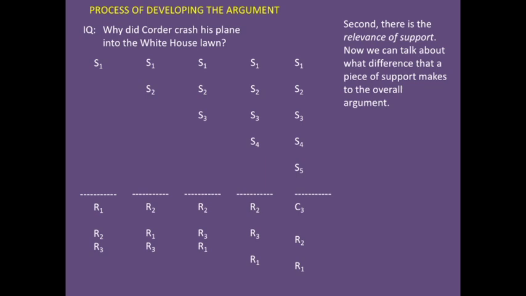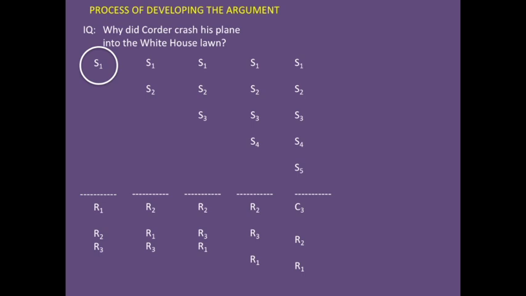Now, when you look at this section in the textbook, starting on page 175, the text identifies 4 general ways in which support can have an effect on the ranking of the rivals. We'll just illustrate a few of these with this example and then give you the complete list afterwards. So take a look at this first piece of support, S1. How does that information affect the ranking of the rivals?